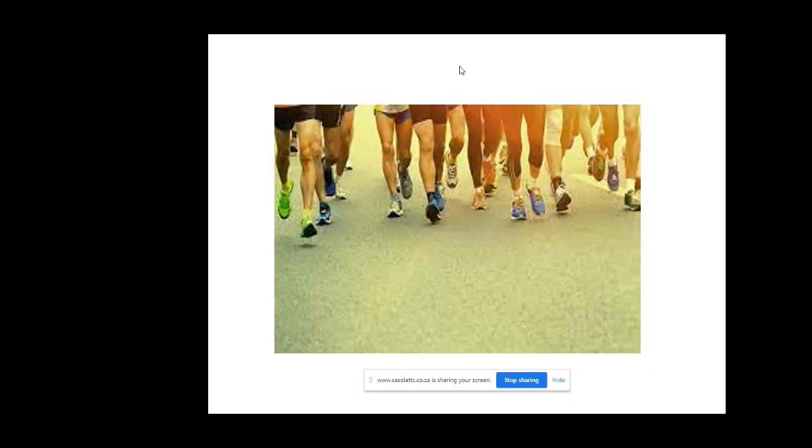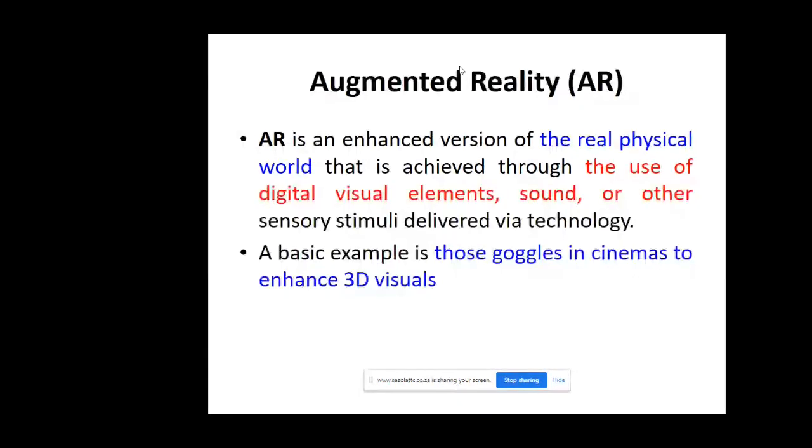Then we now have another concept of 4IR, augmented reality. This is the enhanced version of the real physical world that is achieved through the use of digital visual elements, sound, or other sensory stimuli delivered via technology. A basic example is when you go to cinemas, they normally say you can pay an extra 20 rand or an extra how much to get the 3D visuals, so that when you watch the movie, you feel like you're inside the screen.